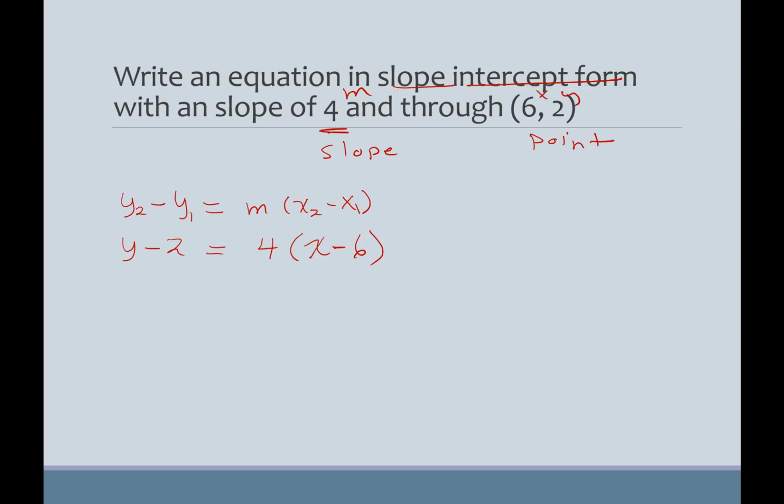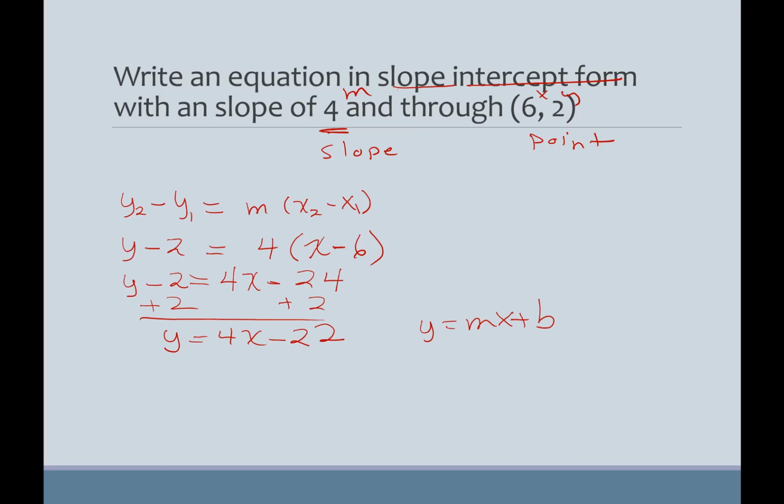So now I want it in slope-intercept form. So I've got to transform this equation into slope-intercept form by solving for y. I'm going to distribute the 4. y minus 2 equals 4x minus 24. And then I'm just going to add 2 to both sides. And I'm going to get y equals 4x minus 22. Slope-intercept form, remember, was y equals mx plus b. I'm in that form. So I'm done.